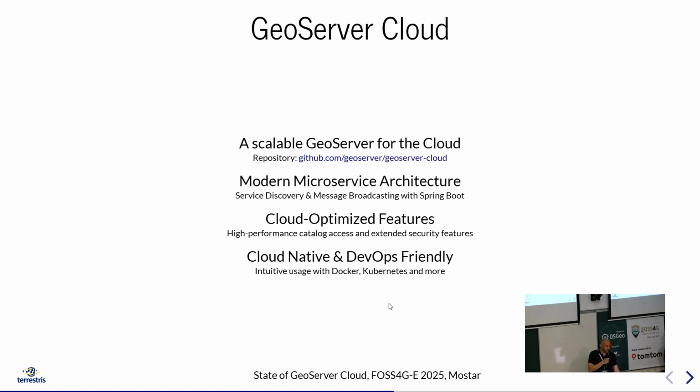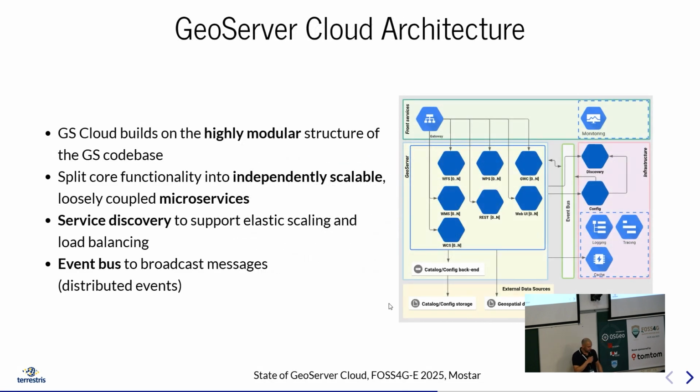And in the GeoServer Cloud project, we also have these cloud optimized features. For example, there is a more performant catalog access. There's even a different catalog backend implementation, which is not based on XML files, but a database. And of course, all of this is cloud native and DevOps friendly. And in the talk just after me, Alexandre will also show how you can easily use GeoServer Cloud with Docker and in cloud environments. So yeah, let's have a look at the architecture.